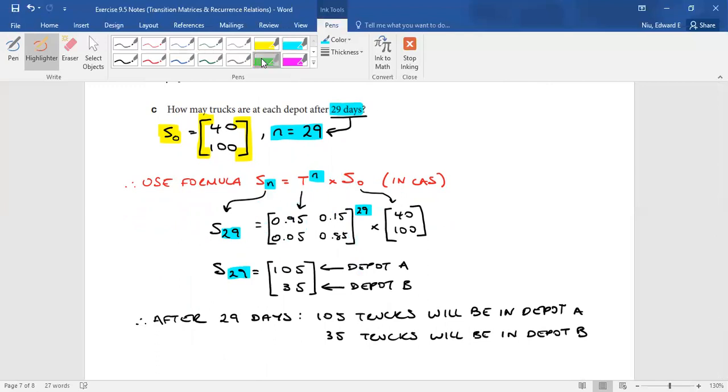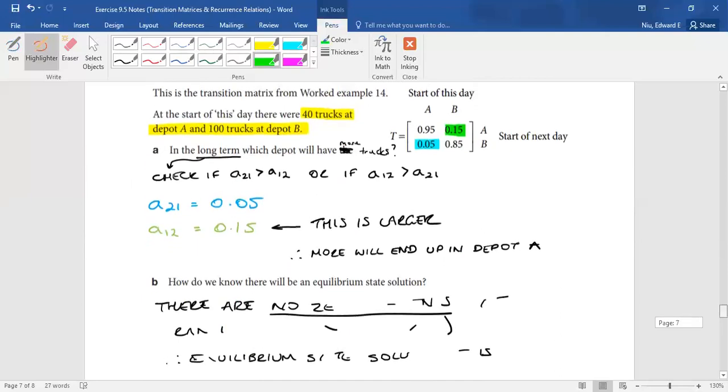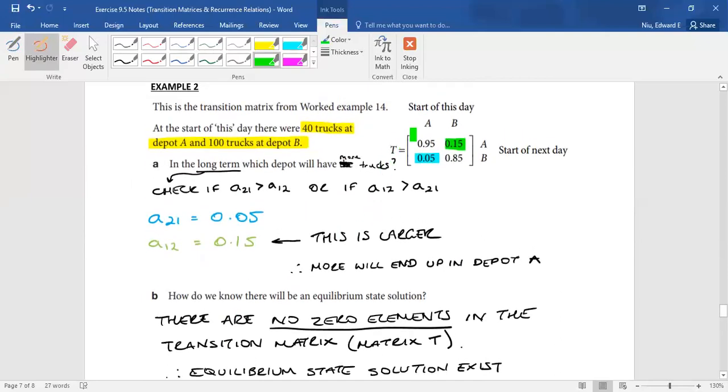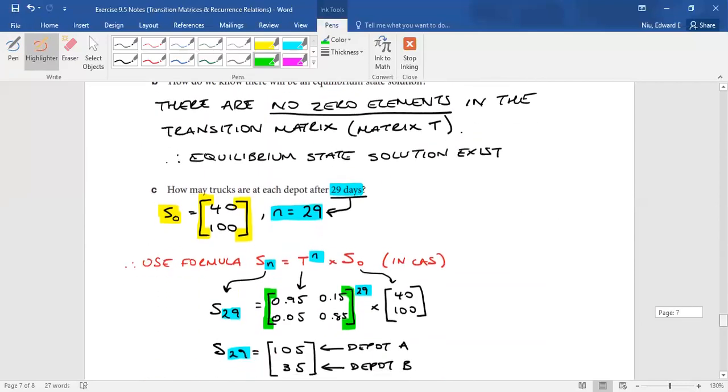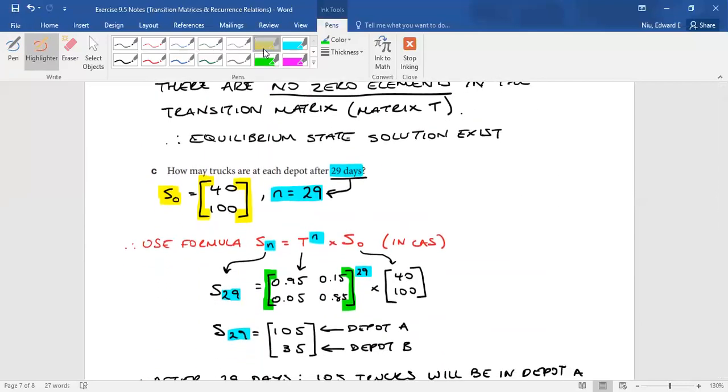Our transition matrix, I think it was green. I'm pretty sure it was green. Okay, we had in green, this was given to us at the beginning up top. All right, so transition matrix. Keep the color coordination going. And then our starting matrix, S0, is what we had in yellow.